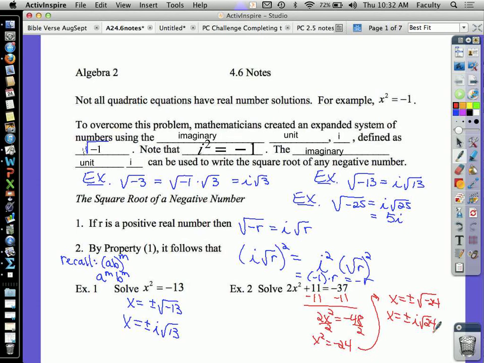Well, all the rules for square roots have to be upheld. So how do you simplify the square root of 24? Pull out a 2 because it's really square root 4 times square root 6. So we're going to write this as plus or minus 2i square root 6. So you're doing the same thing but adding an i to it.